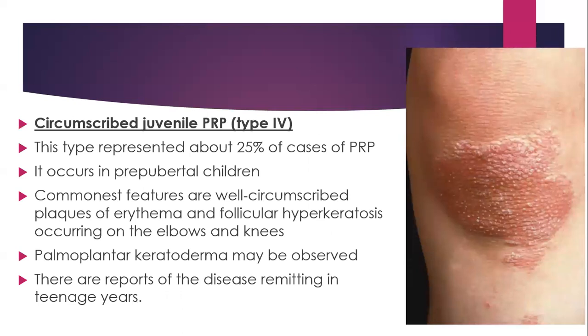Type 4 is the circumscribed juvenile type of PRP. This is seen in 25% of PRP cases, and it occurs in prepubertal children. It is characterized by well-circumscribed plaques of erythema with follicular hyperkeratosis, as you can see here, occurring mainly on the elbows and knees. So this follicular hyperkeratosis differentiates these plaques from psoriasiform plaques or psoriasis plaques. Palmoplantar keratoderma may be observed. There are reports of the disease remitting in the teen ages.